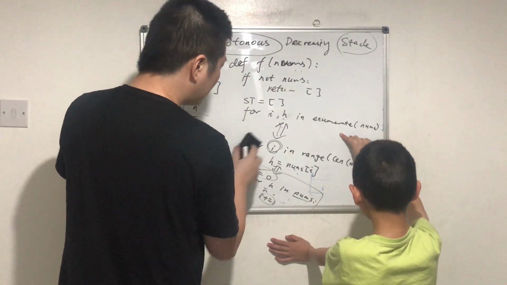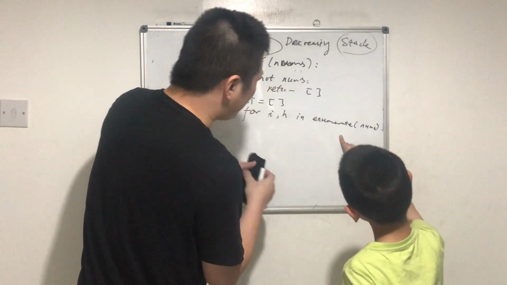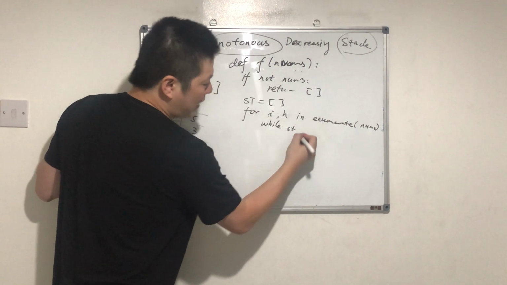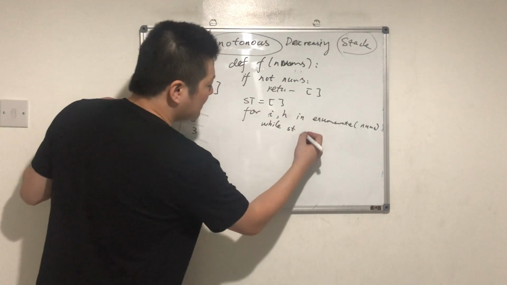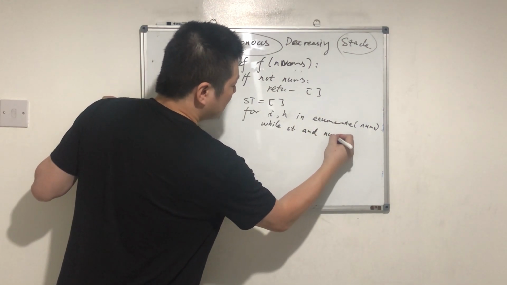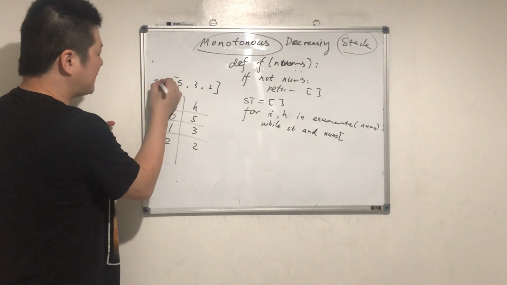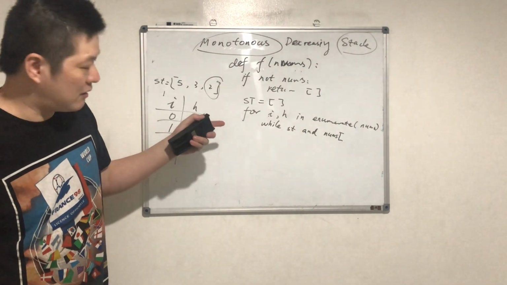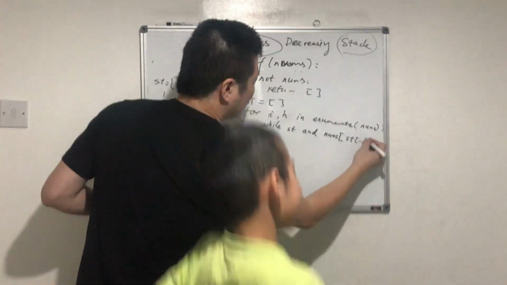Okay, so now, look, I iterate over i and h. Before that, I need to check while the stack is not empty, there are elements in the stack. And we are pushing the index, right? What's the top of the stack? Here is the stack. What's the top of the stack? It's st minus 1, and this is the index, yeah?